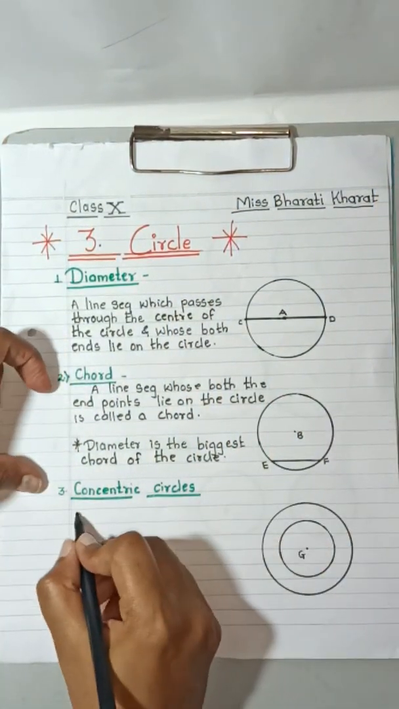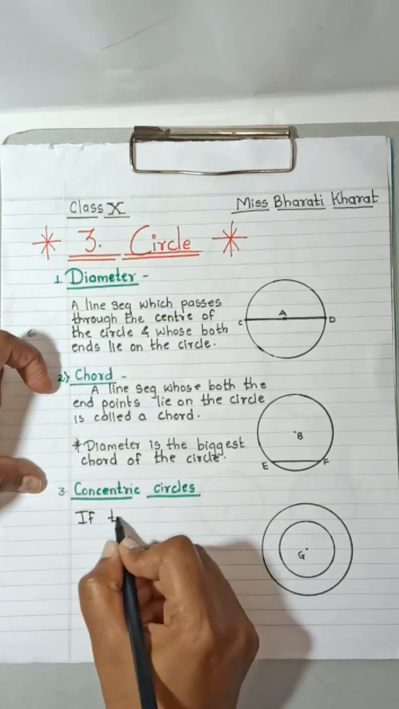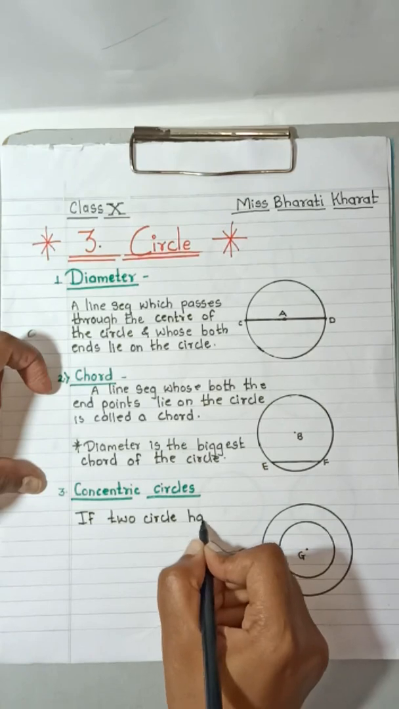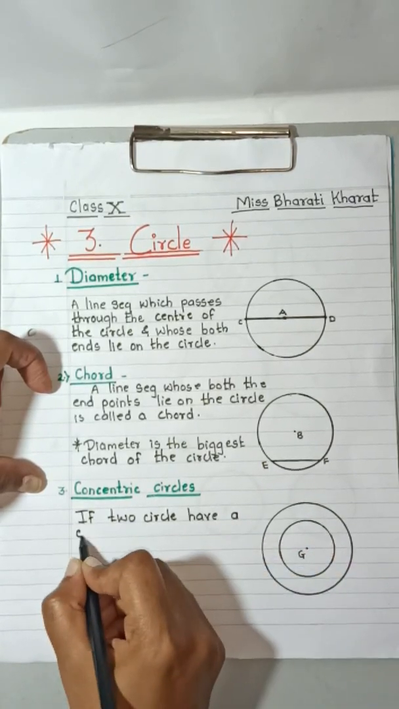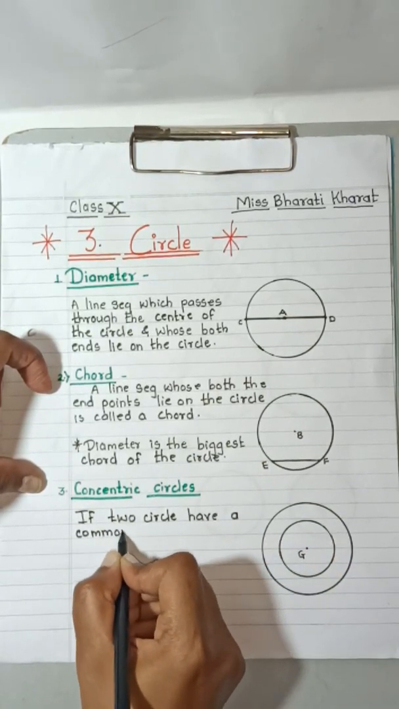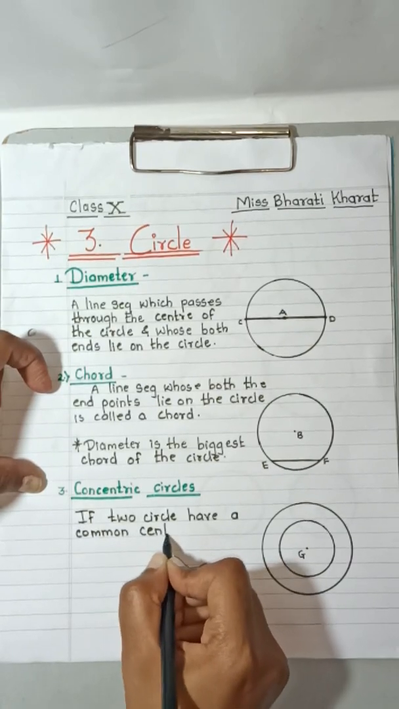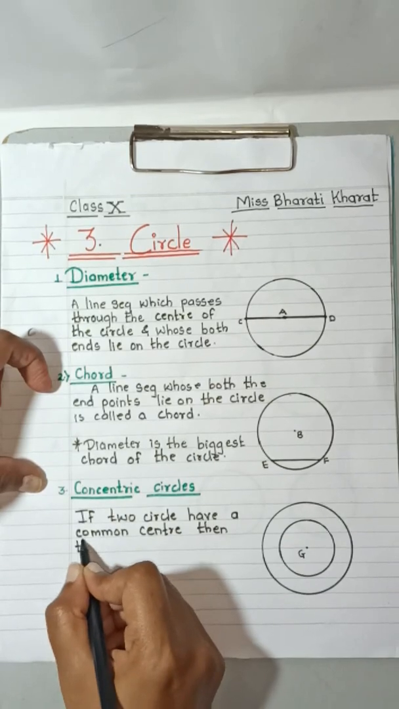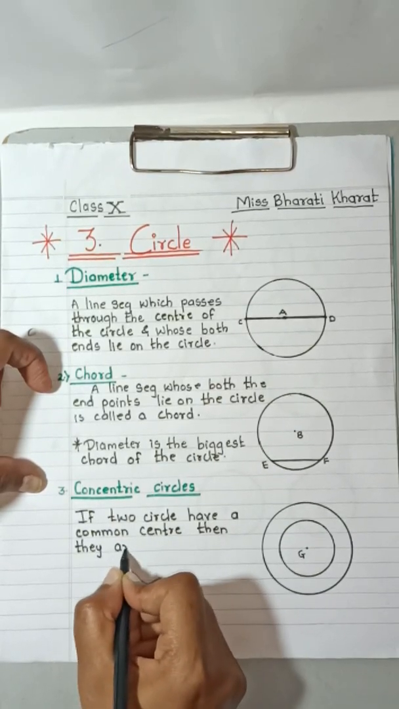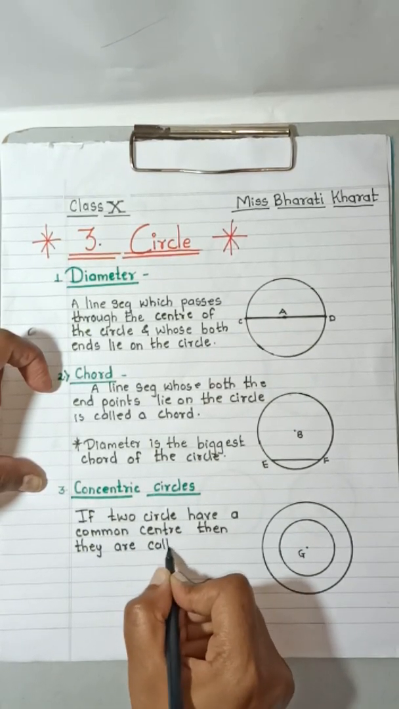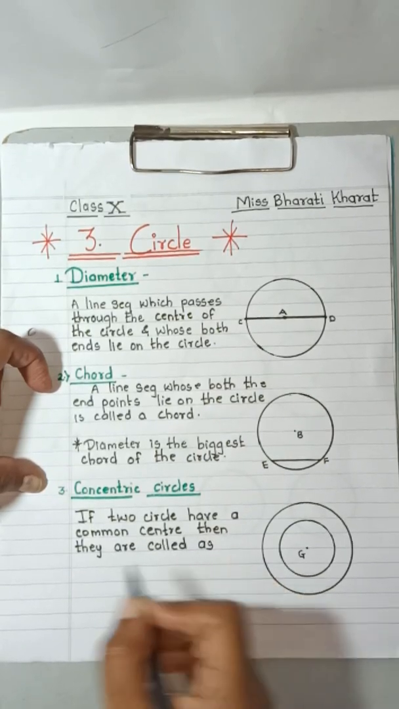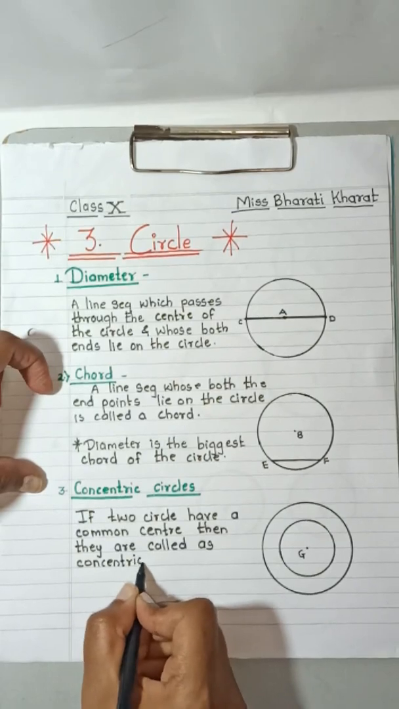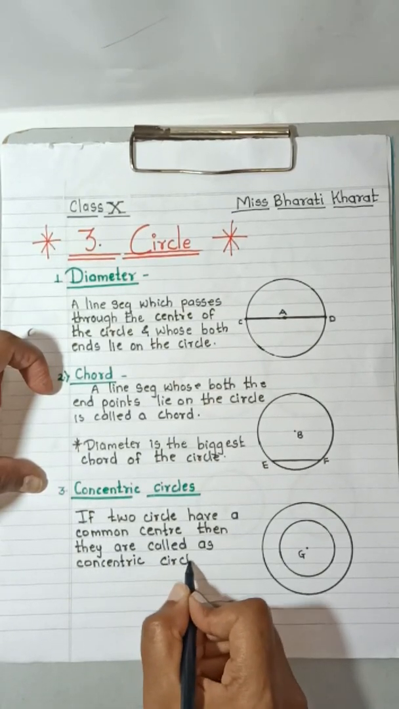If two circles have a common center, then they are called concentric circles. They are called concentric circles.